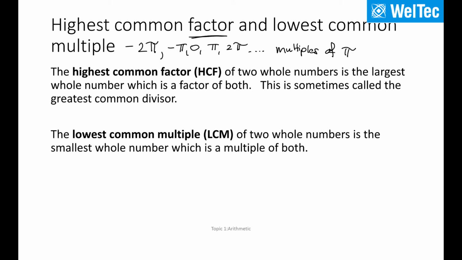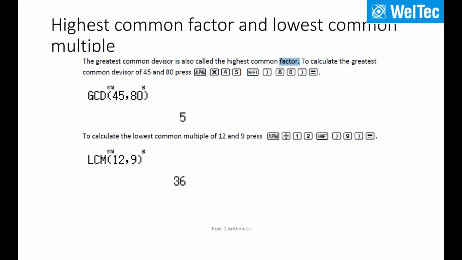And sometimes it's important for us to be able to find the highest common factor, which is the factor that's common to both of the numbers, and it's the biggest of those. Or we might also be asked to find the lowest common multiple of two numbers, which is the smallest whole number that's a multiple of both. You can use your calculator to do this for two numbers at a time. After that, you have to use other methods, and we'll have a look at that on the next slide.